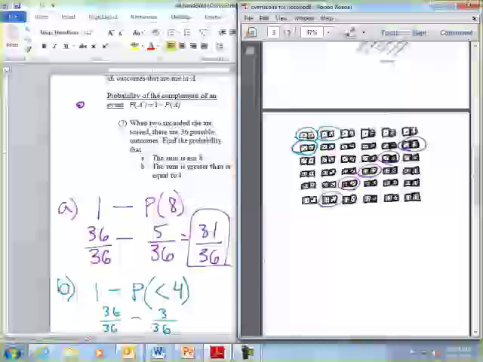Subtract that from 1, and we get 33 out of 36, or reduce that, 11 out of 12. Okay, you will have some of these in your homework, so using that chart that's in your packet will be helpful to you there. Questions?